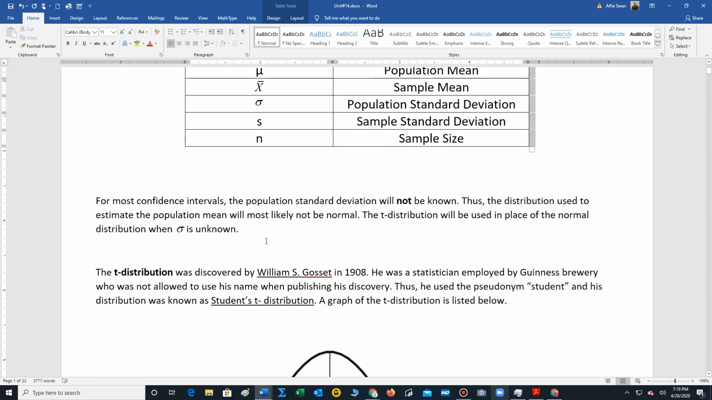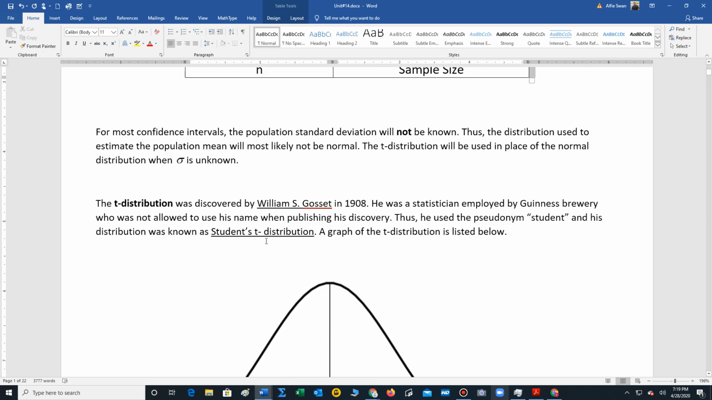Okay. So for most confidence intervals, the population standard deviation will not be known. Thus, the distribution used to estimate the population mean will most likely not be normal. The t-distribution will be used in place of the normal distribution when sigma is unknown. Let's talk a little bit about the t-distribution.